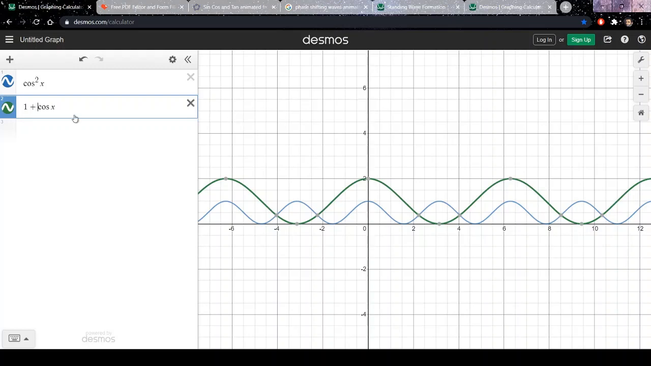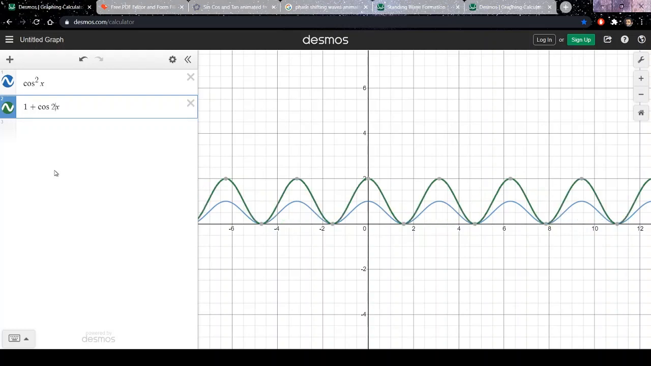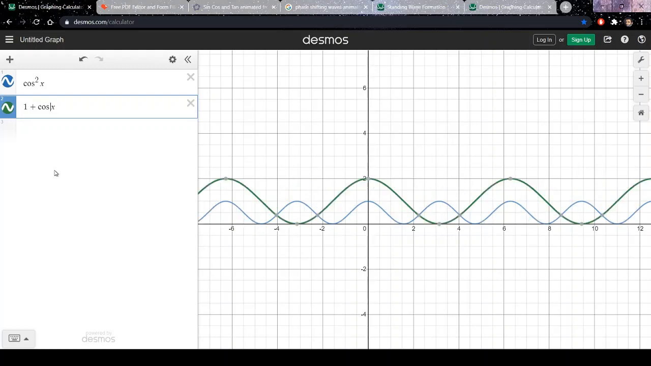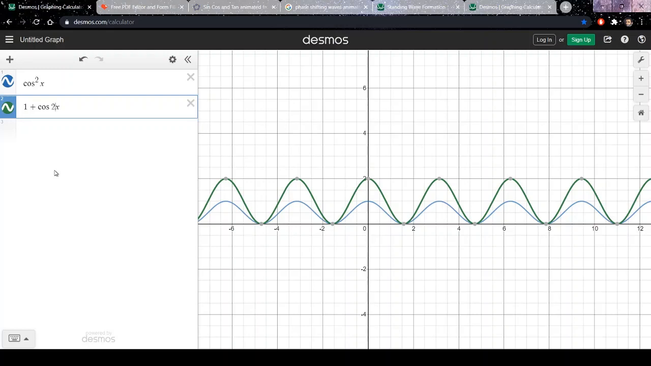I can change the input. Cos x, if I make it cos 2x. Whoa. Okay, let me see. I'll make it 3x. Oh wait, that is too small. I'll make it 2x itself. Okay, I'm getting a little closer. Now, look at this. This green graph looks like it's exactly double the blue graph, right? This blue graph's value is 1, this is 2. It looks like it is exactly double.